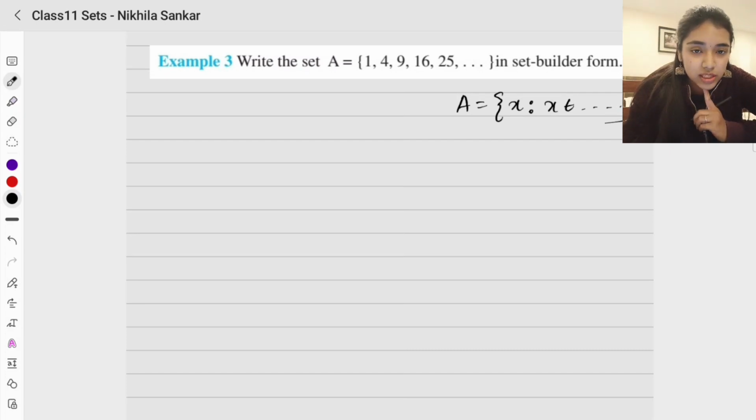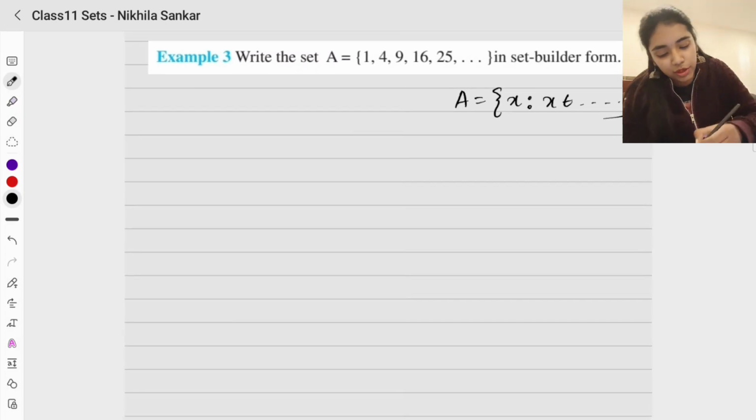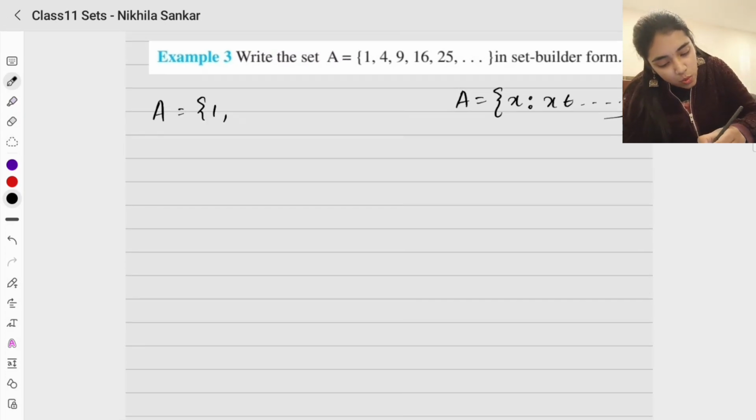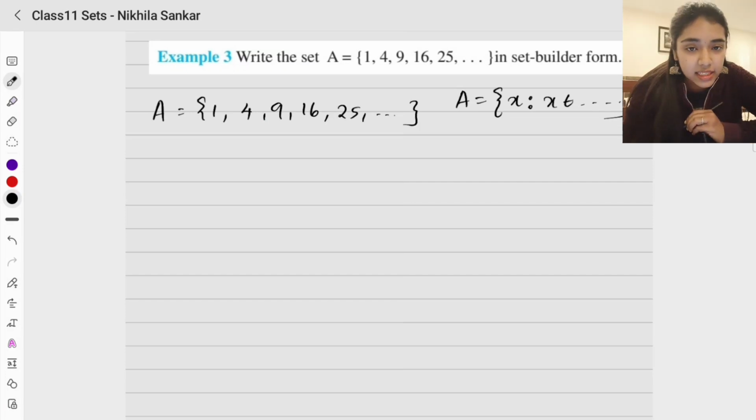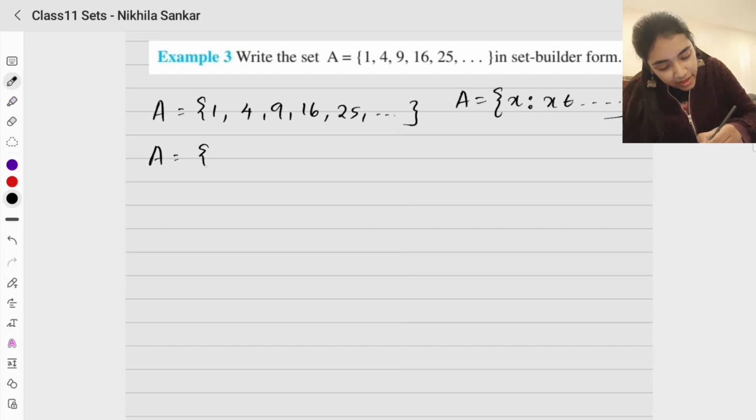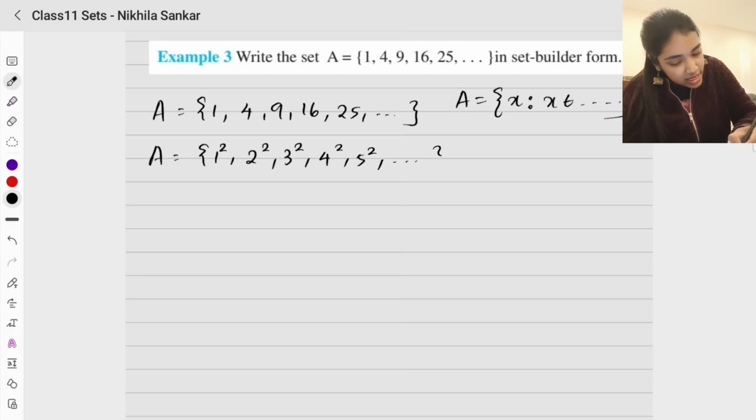First, we have to find out what pattern the given elements are in. So you have A equals 1, 4, 9, 16, 25 and so on. So this is until infinity. So how else can we write this? I can write this as 1 square, 2 square, 3 square, 4 square, 5 square and so on.